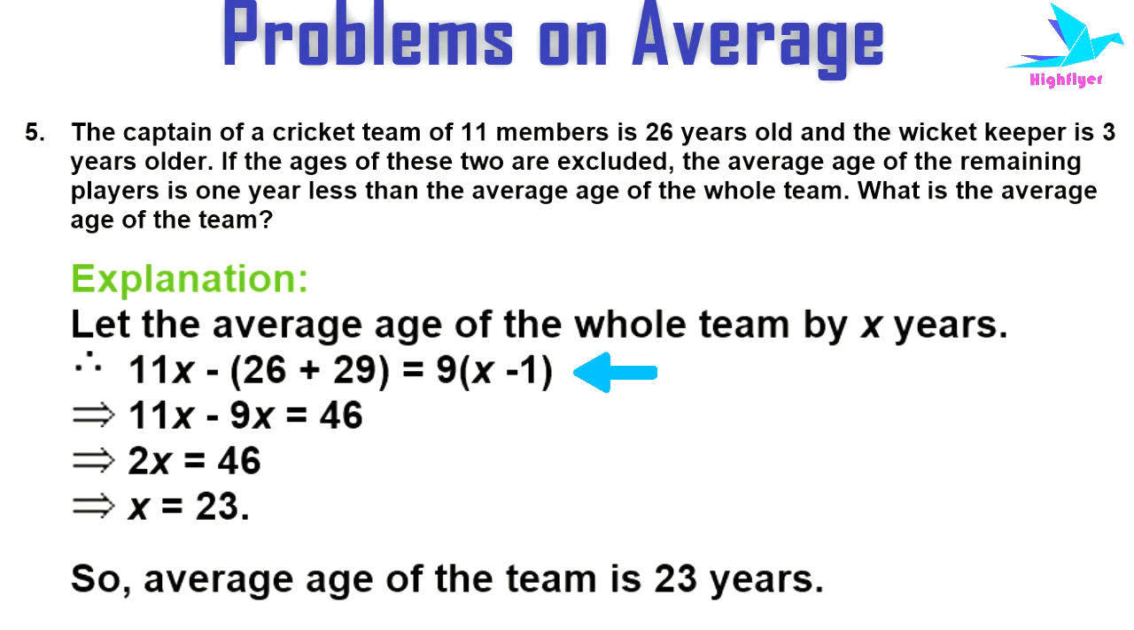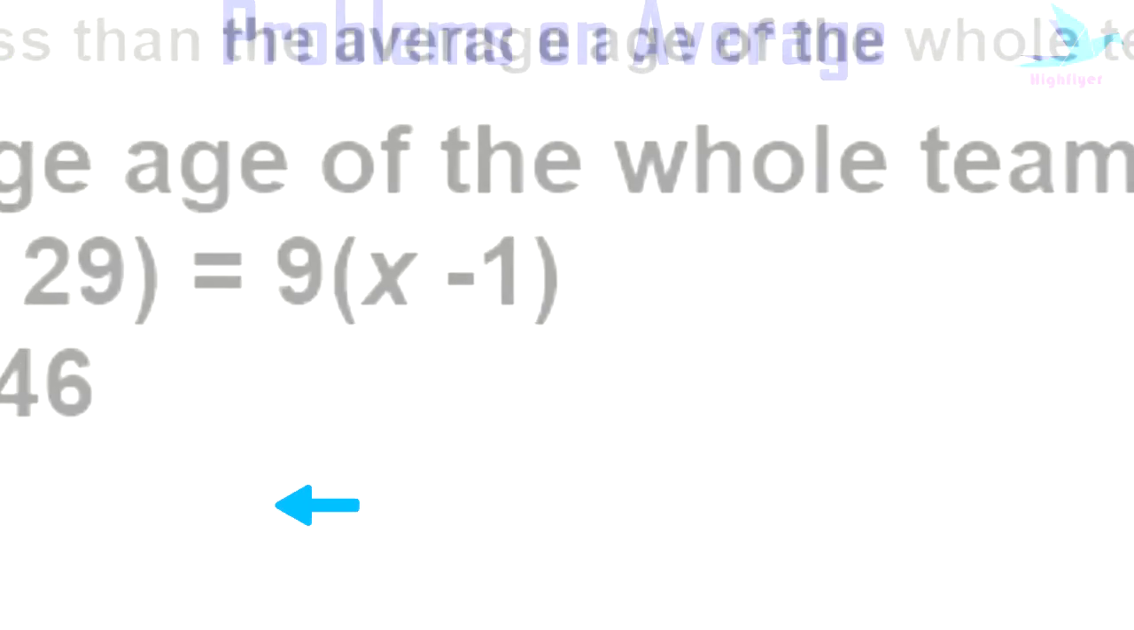So x will become x minus 1 if we subtract 26 plus 29 from 11x. So the equation becomes 11x minus (26 plus 29) equals 9 into (x minus 1). Solving this equation, we get x equals 23. So the average age of the team is 23 years.